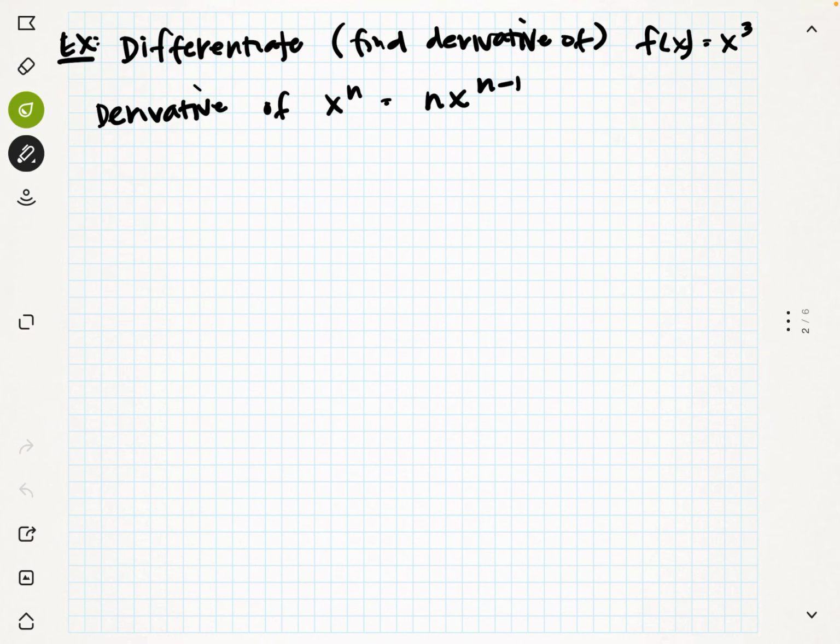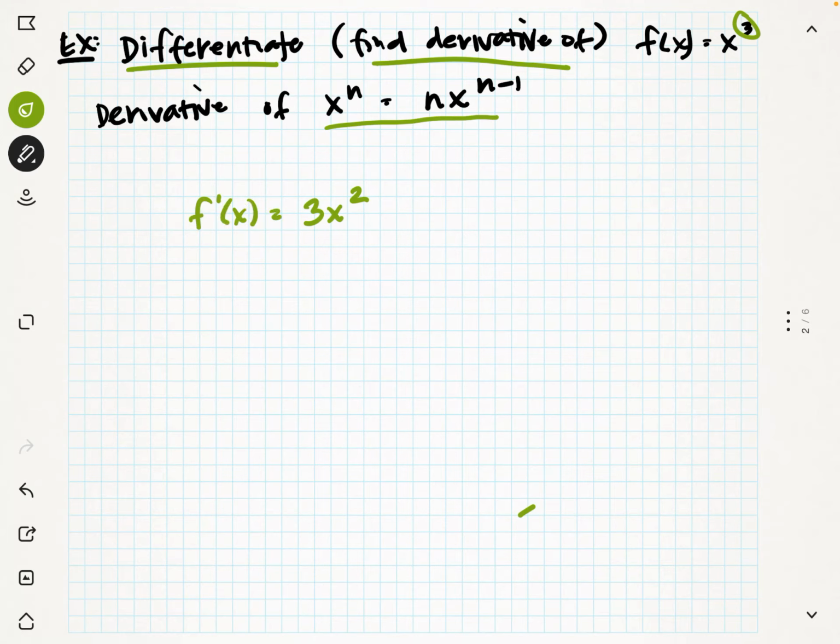All right. So the first thing is differentiate, which means find the derivative of f of x equals x cubed. We noted here again, for x to the n, we just drop our exponent down. In this case, we have an exponent of 3 that comes out in front. And then we subtract 1 from our exponent. So 3 minus 1 is 2. So we can say f prime of x equals 3x squared.